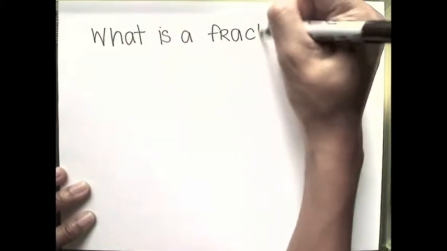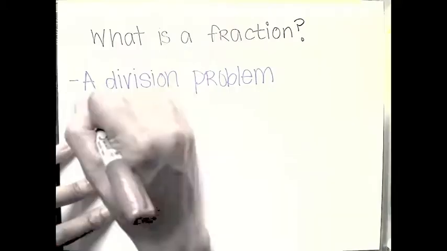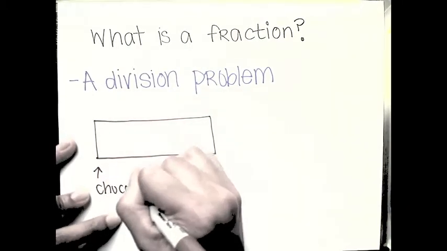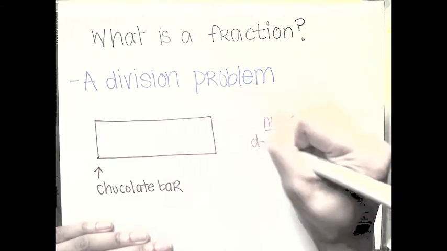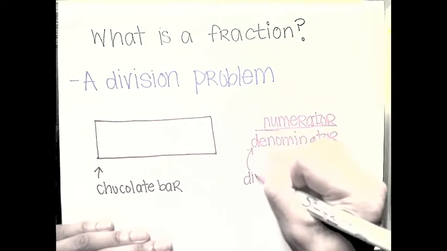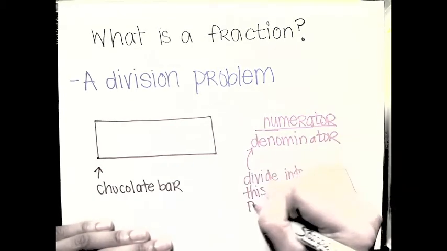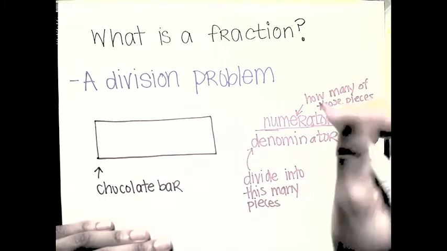What is a fraction? A fraction is simply a division problem. You can think about a fraction as having pieces of a chocolate bar. You have the numerator and the denominator. The denominator tells you how many pieces your chocolate bar is divided into. The numerator at the top tells you how many of those pieces you get for yourself.